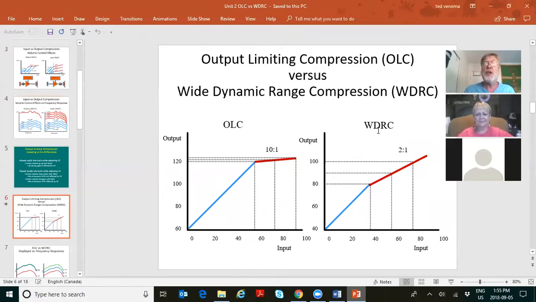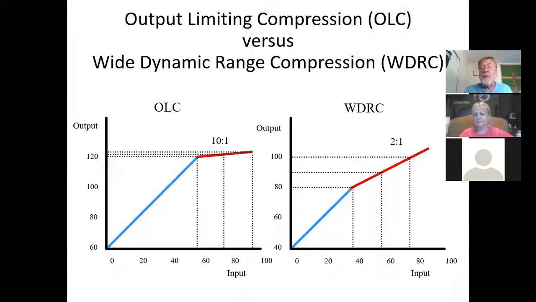Okay, here we go. Output limiting compression versus wide dynamic range compression. On the left, high knee point, high ratio. On the right, low knee point, low ratio. Can you see on this picture how wide dynamic range compression is in compression for a wide range of inputs, whereas output limiting is in compression for a smaller range of inputs?